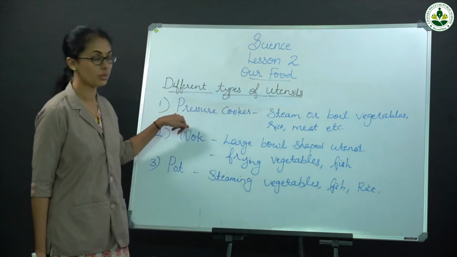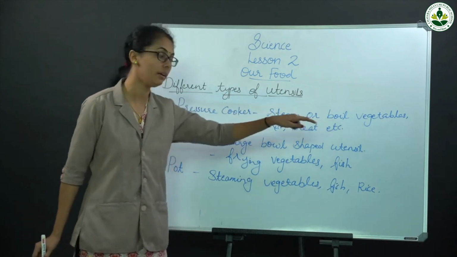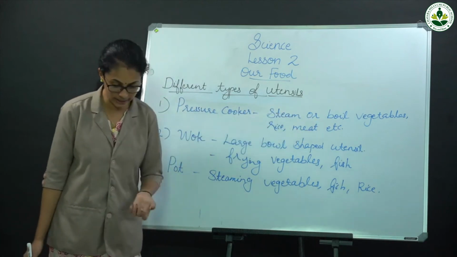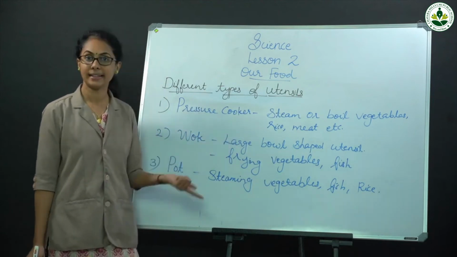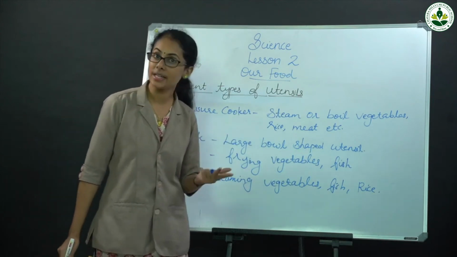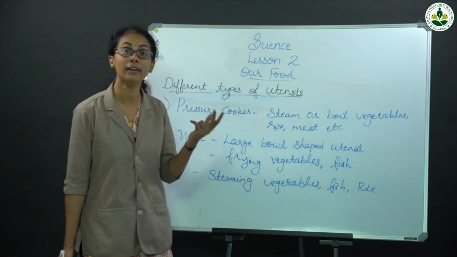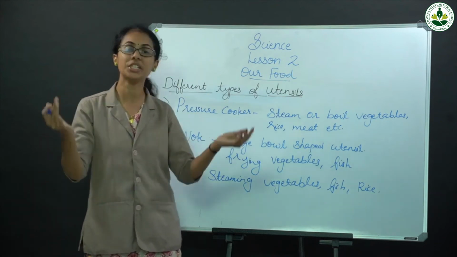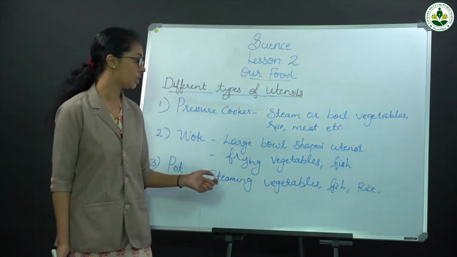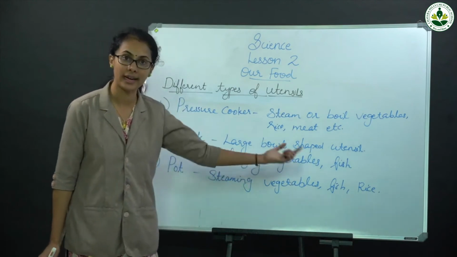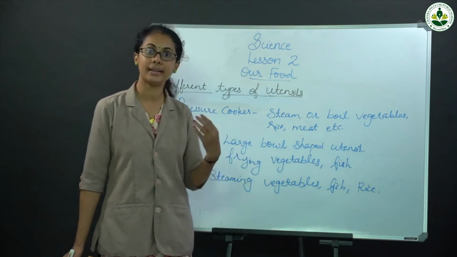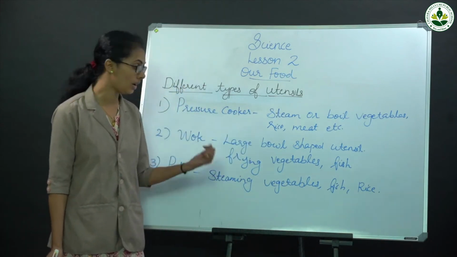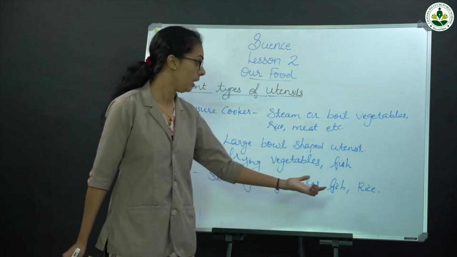The first one is the pressure cooker, used to steam or boil vegetables, rice, meat, etc. What are the advantages of using a pressure cooker? It saves fuel, retains nutrients in the food, and softens the food. The second one is the wok, a large bowl-shaped utensil used for frying vegetables, fish, meat, that type of thing. The third one is the pot, used for steaming or boiling vegetables, fish, rice.